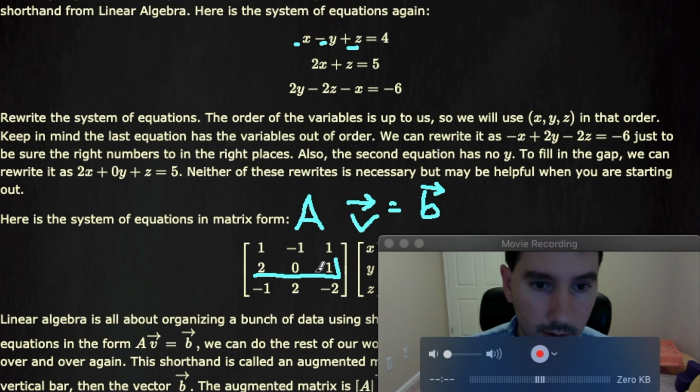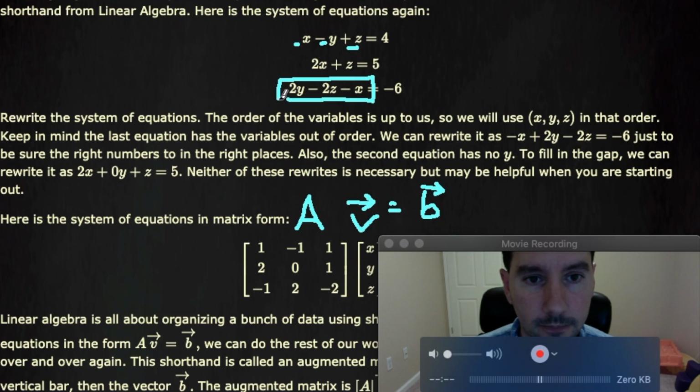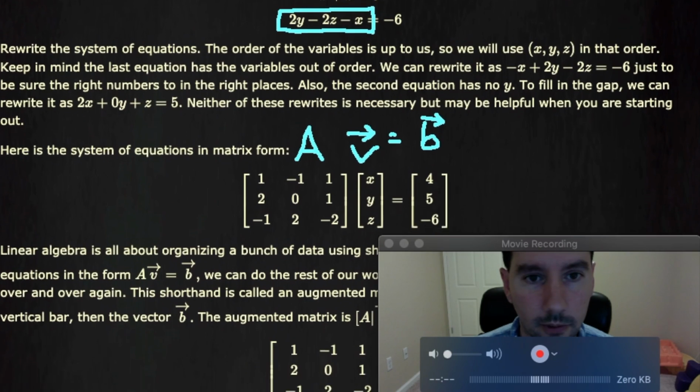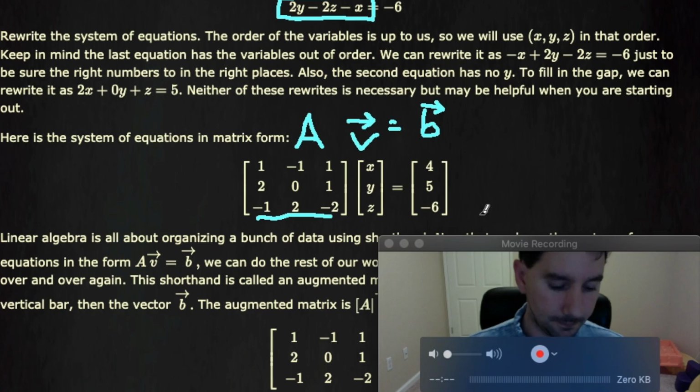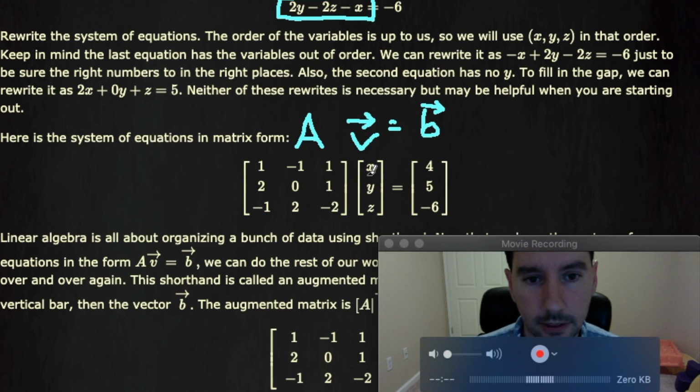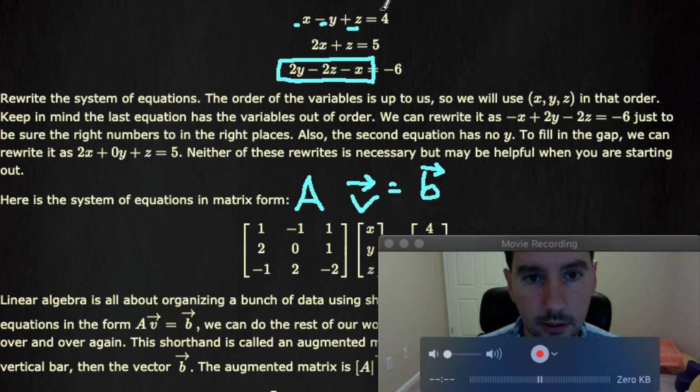And in case you were wondering, or you didn't know for some reason at this point, that's what you do whenever a variable is missing: you just put in a 0 coefficient. And for the last one, we've got to be careful. We can't put in 2, negative 1 into the matrix because the variables are out of order. So it's a 2y, negative 2z, and negative 1x. And since x comes first in our v vector, we need to put the x coefficient first. So it's negative 1, 2, negative 2. Then v has our x, y, z, and b is the solutions in the same order as the equations.